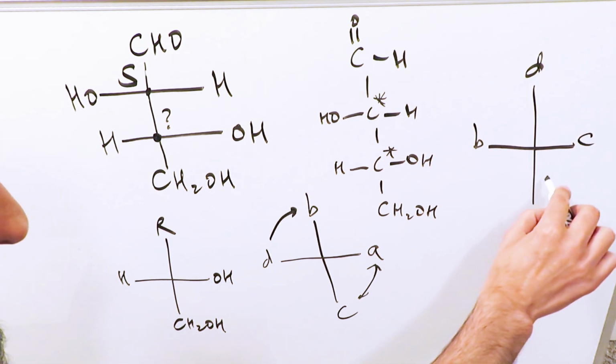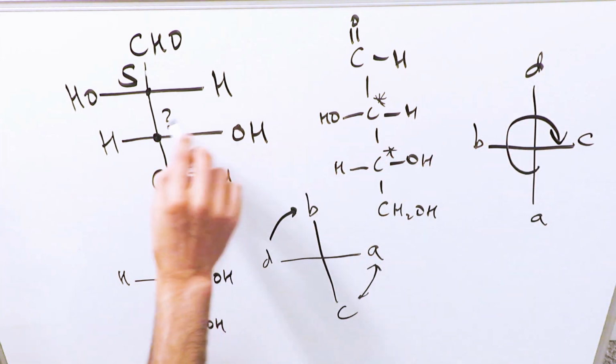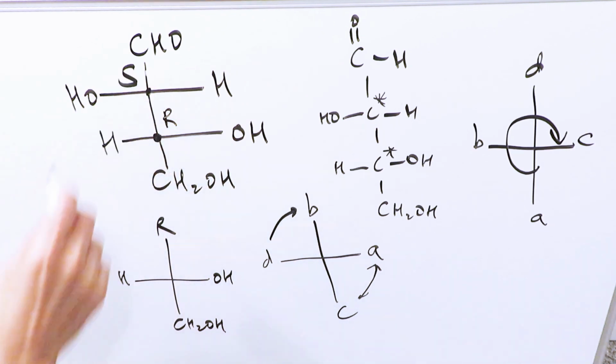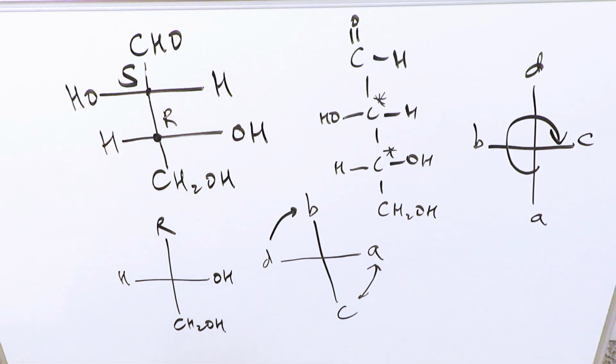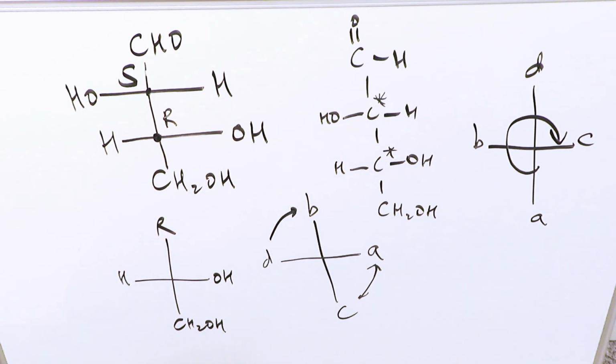So you're doing A, B, C. A to B to C, skipping D, and I'm going in a clockwise manner. So this here becomes R, and it will be right. The top stereocenter is S, the lower one is here the R. This is counterclockwise, this here is a clockwise manner, A, B, C.